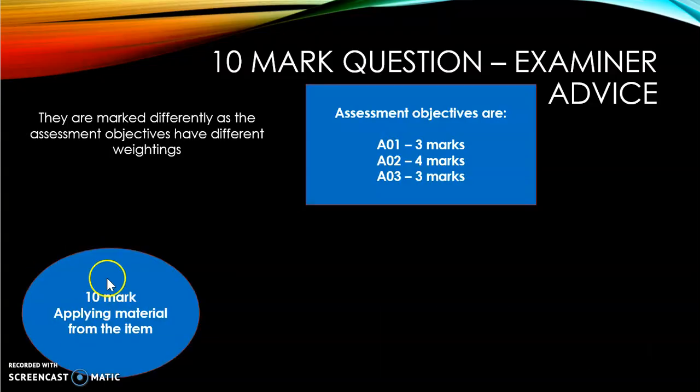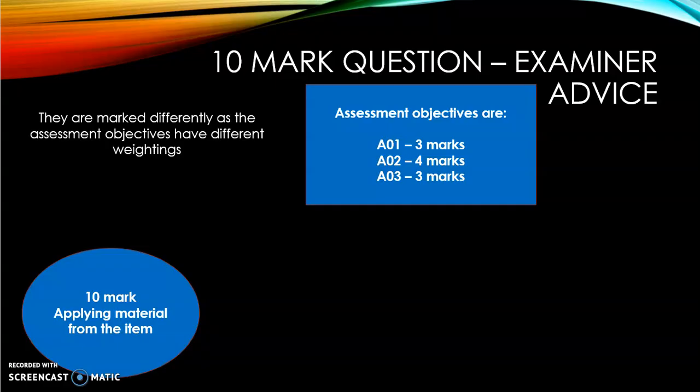So the second 10-mark question will have an item with it. You will see that the assessment objectives that are available are slightly different from the outline and explain. AO1 will be 3 marks, AO2 4 marks and AO3 3 marks. And you'll notice on this 10-mark there is more weighting given to the application because you need to show application from the item, get in the hook, and then also apply to the question, which might have another synoptic link hidden within it as well.